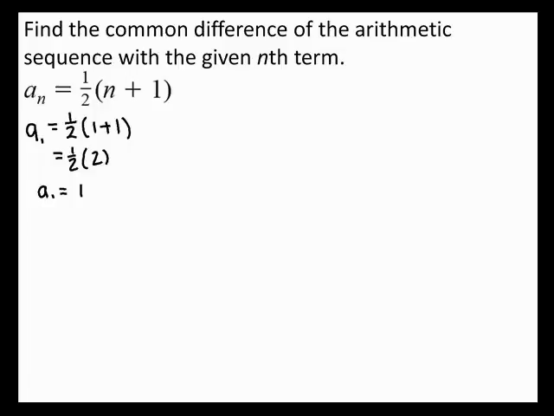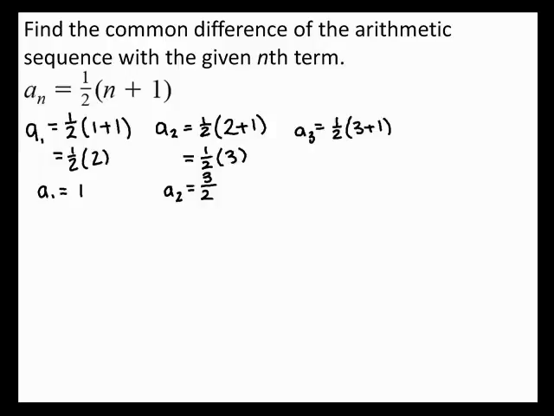Substitute 2 in for n. Simplify 2 plus 1. Simplify 1/2 times 3. You find that a sub 2 is equal to 3/2. Substitute 3 in for n. Simplify 3 plus 1. Simplify 1/2 times 4. You find that a sub 3 is equal to 2.